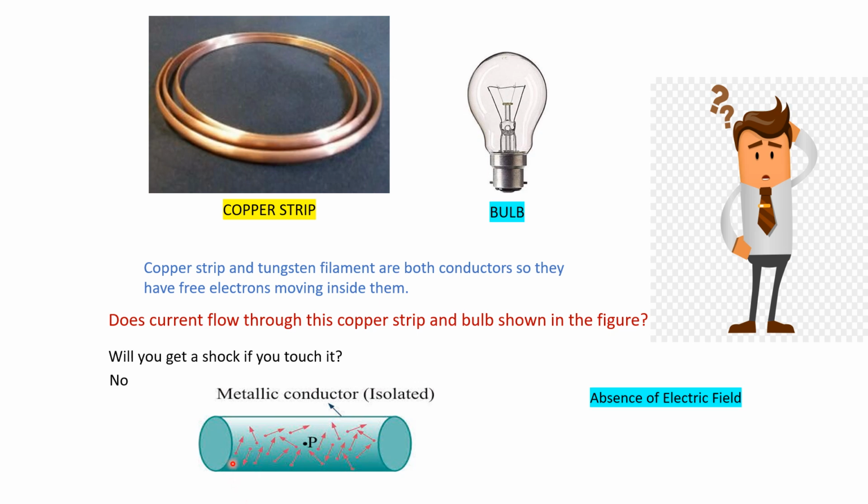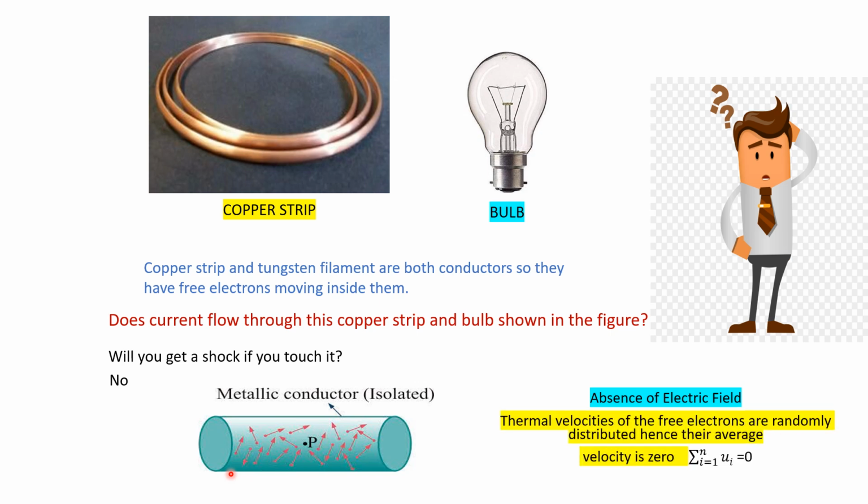What can you see here? For every electron moving in a particular direction, there is another electron moving exactly opposite to that, and as a result, the effect will be nullified. So what will happen if I sum up the thermal velocities of the free electrons moving inside the metallic conductor? Definitely the sum of all the thermal velocities inside the isolated metallic conductor will sum up to 0. So did you get your answer now? Why don't we have current flowing through a conductor that is in an isolated state?